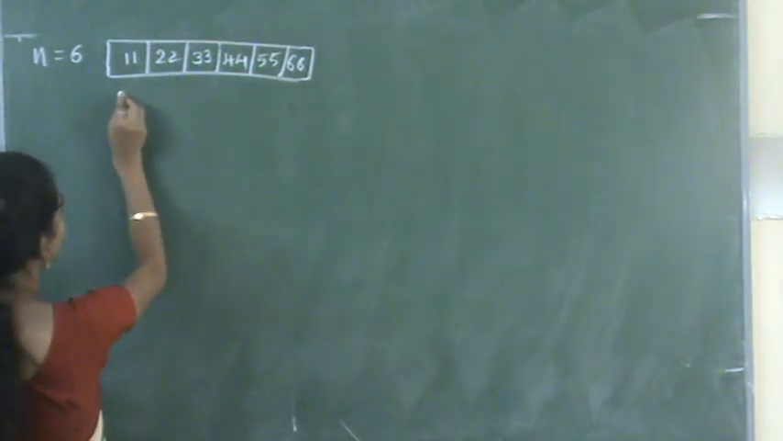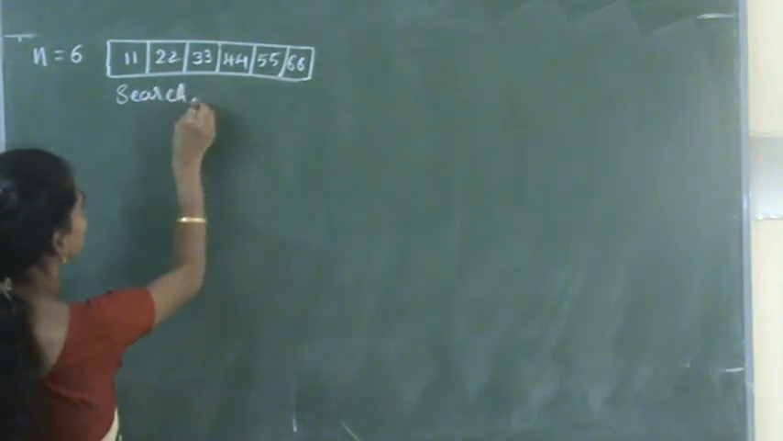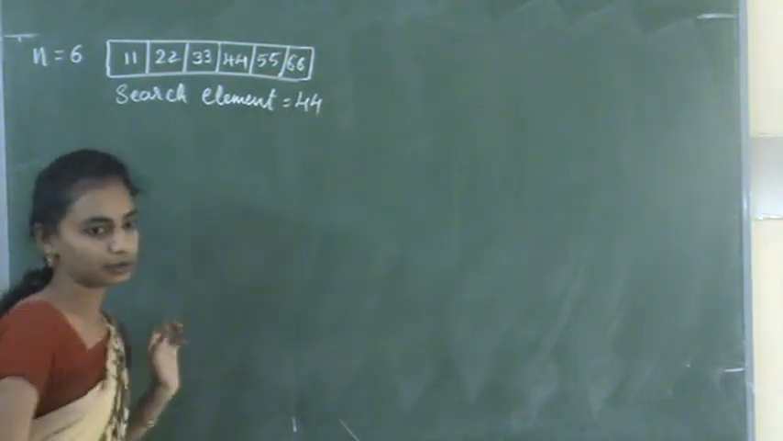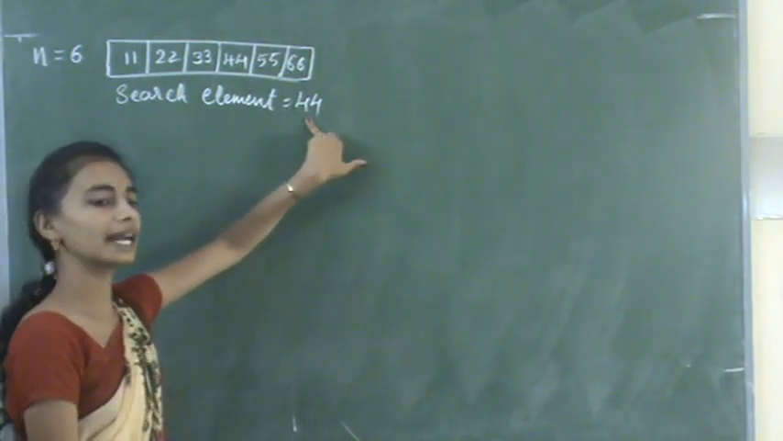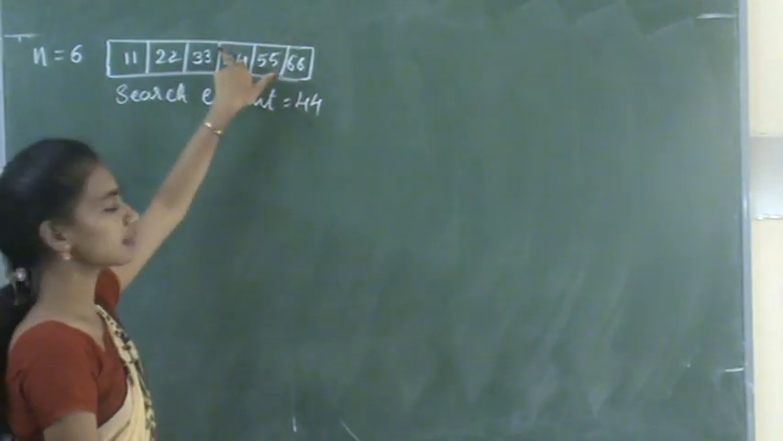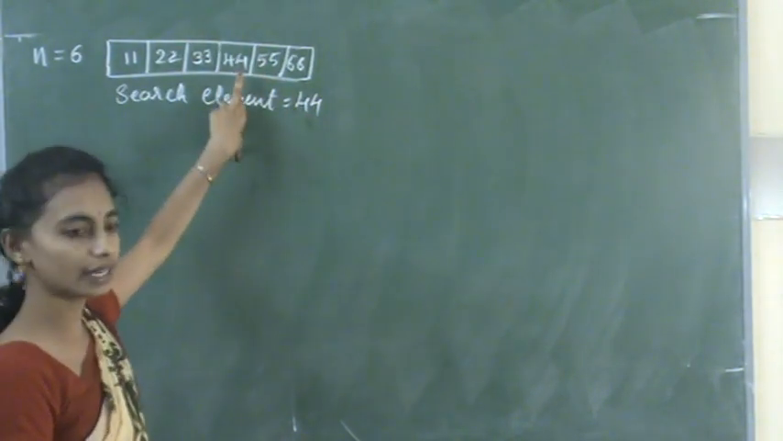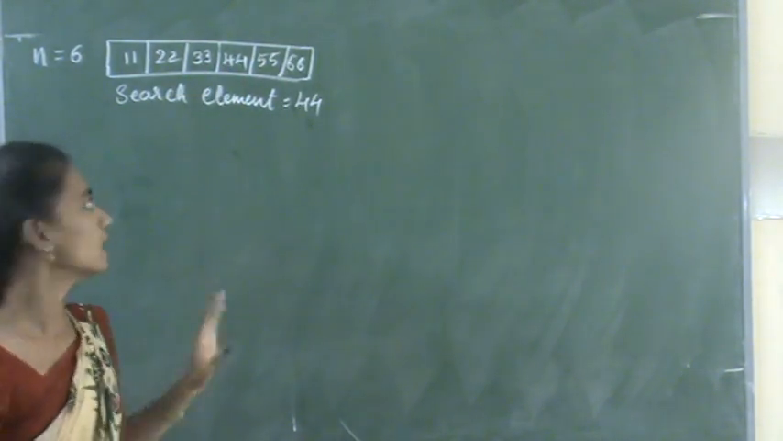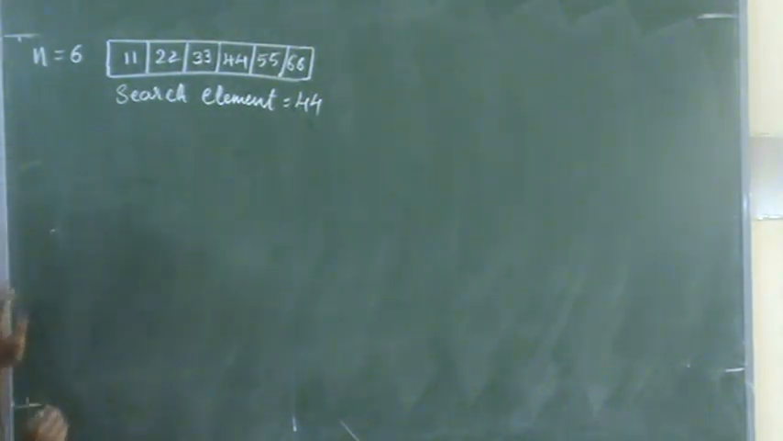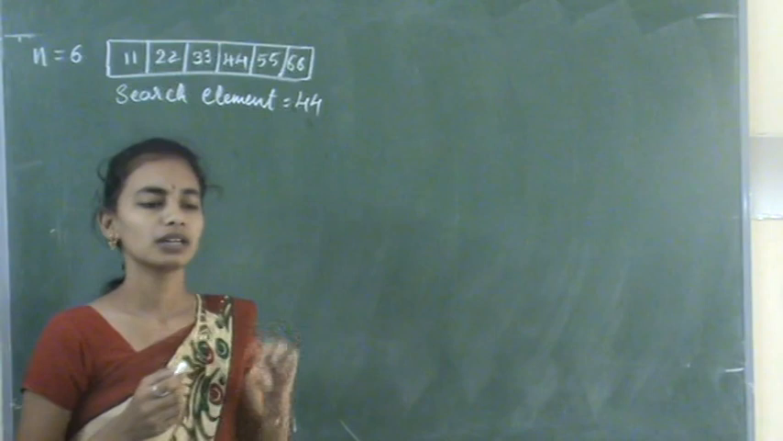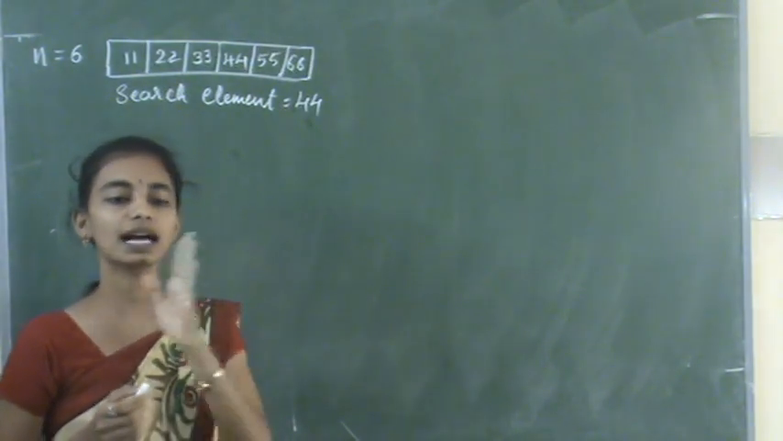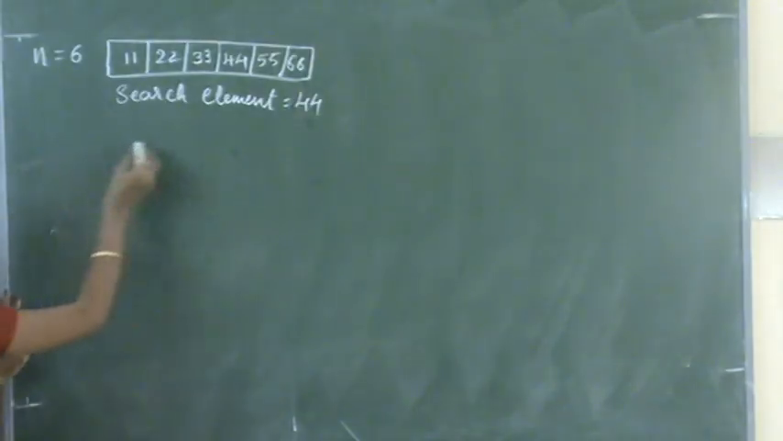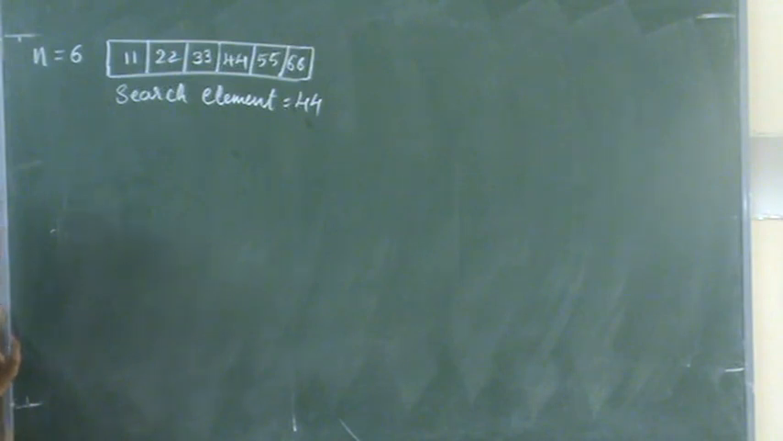And then consider that the search element is 44. So now I need to search for the element 44 in this sorted array, to find in which position 44 is present. We know that the algorithm first sets the beginning and the ending of the array, right?